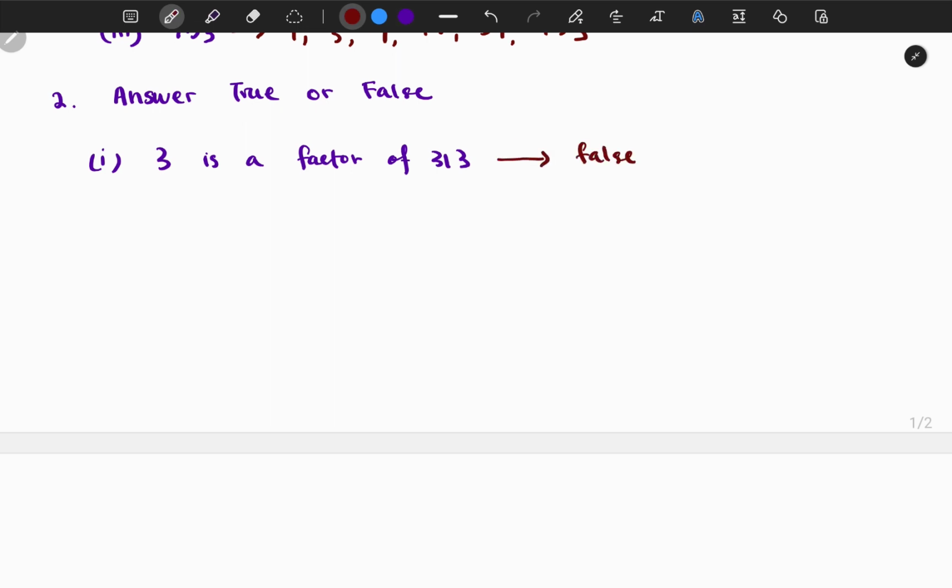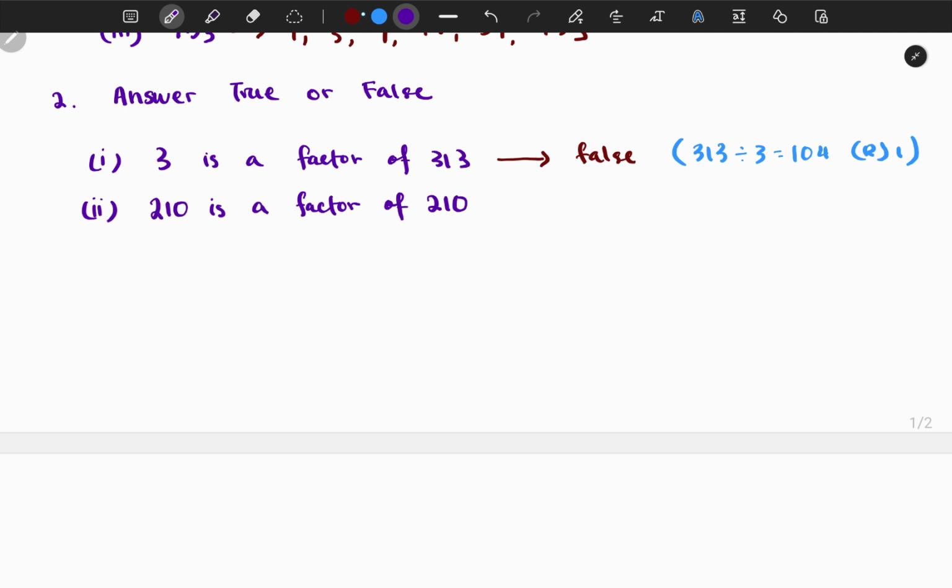The answer is false. Why is this false? It is because if you take 313 divided by 3, you will get 104 with a remainder of 1, right? So you have to recall that factors are numbers that divide exactly into another number with no remainders. So when you test your answers and there's a remainder, then it's very obvious that 3 here is not a factor of 313.